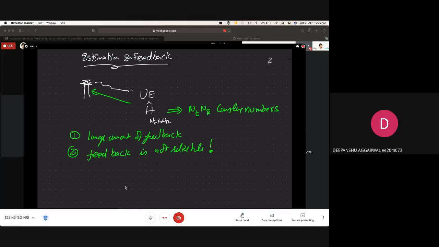Okay. So can the UE also transmit some pilots to the base station and then it will do all that? It will do all that. Still, it's a large amount of data. The feedback is not reliable.